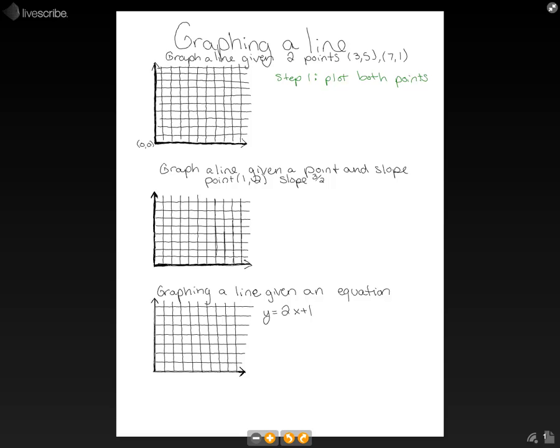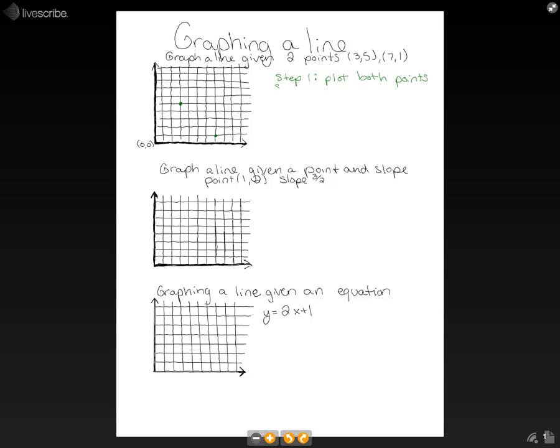So if we have points (3, 5), we'll go 1, 2, 3, 1, 2, 3, 4, 5. First point will be here, and (7, 1). Our next point will be here.